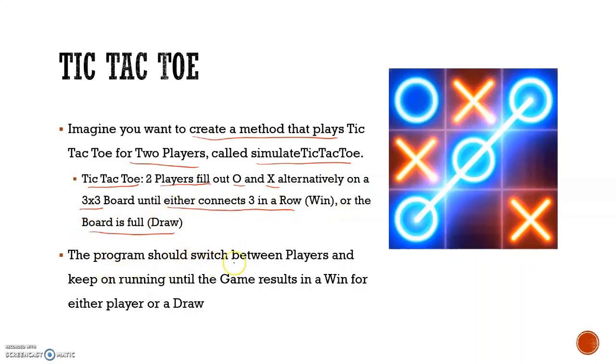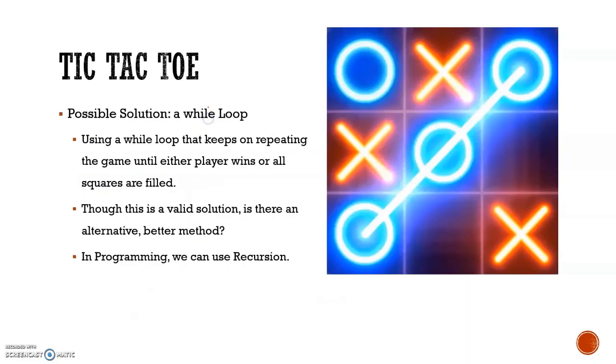The program should switch between players and keep on running until the game results in a win for either player or a draw. One possible solution is a while loop that keeps on repeating the game until either player wins or all the squares are filled. Though this is a valid solution, is there an alternative, better method? In programming, we can use recursion.